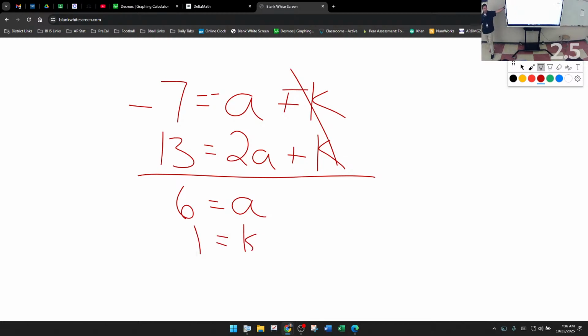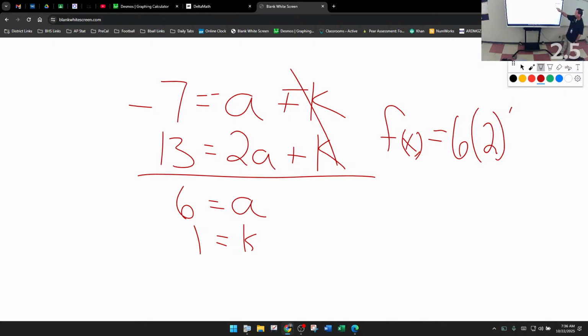You got to figure out what K is, and you got to figure out what A is. Whatever variables you decide to choose. And now you have the equation of that exponential function. You're going to say f of x. We're not going to say y. And we're going to say equals 6, 2 to the x. And then I got a plus 1.